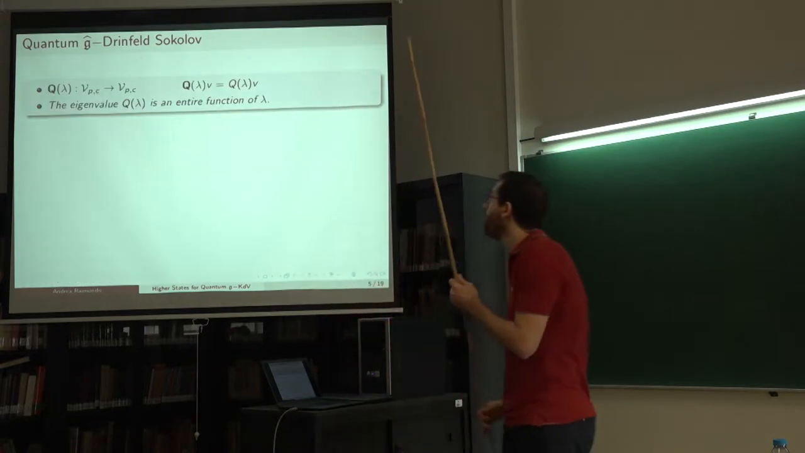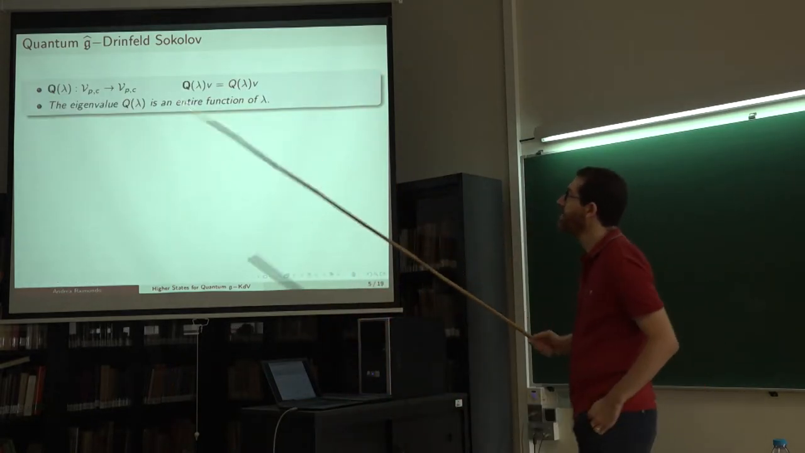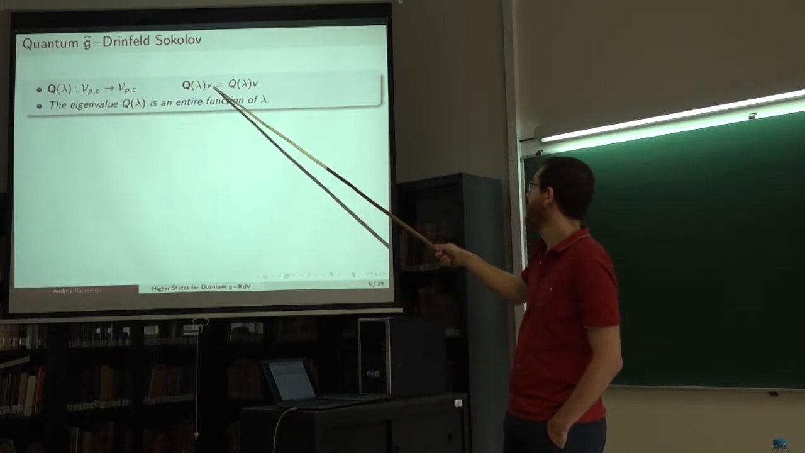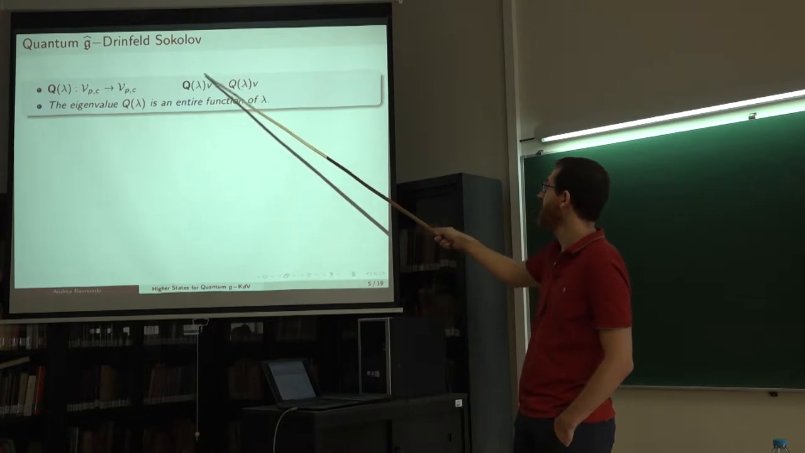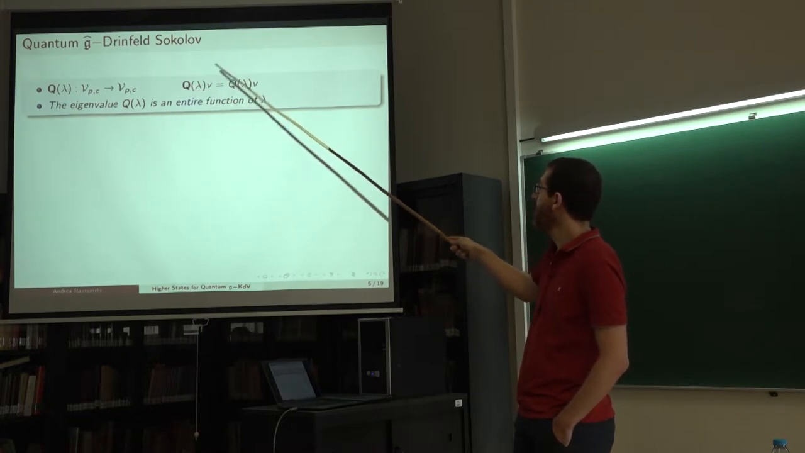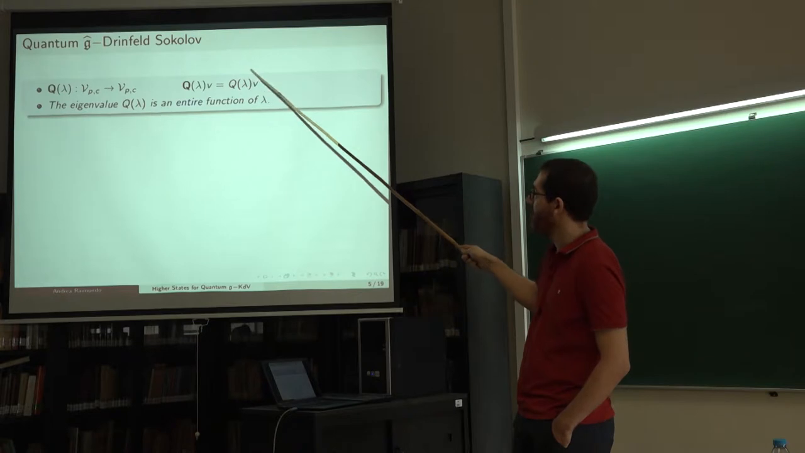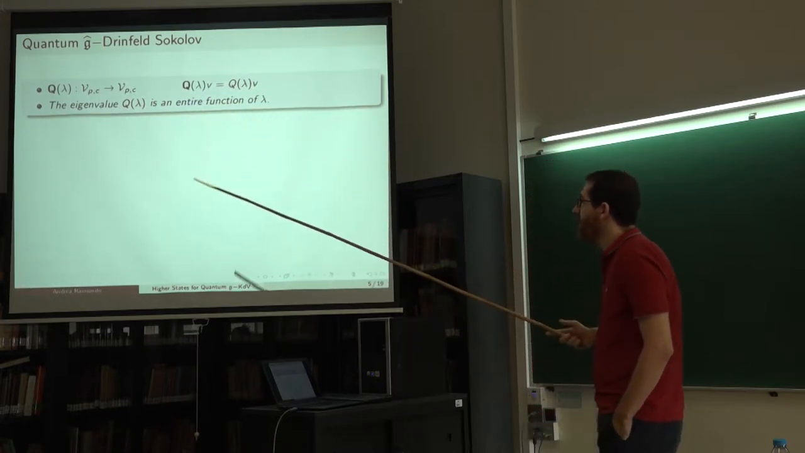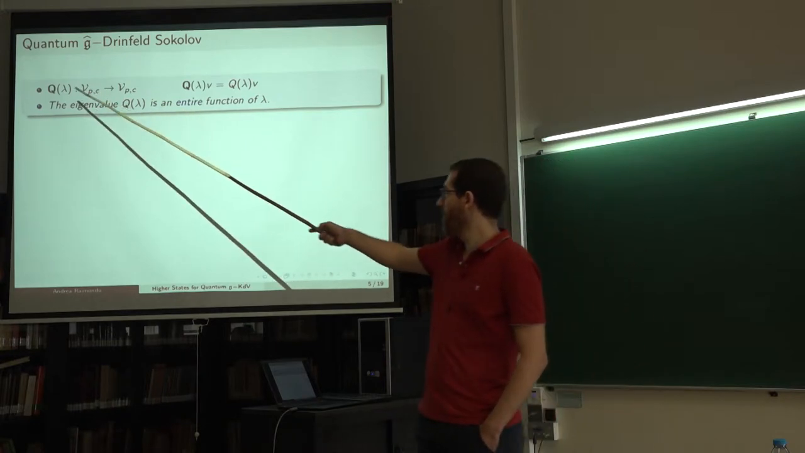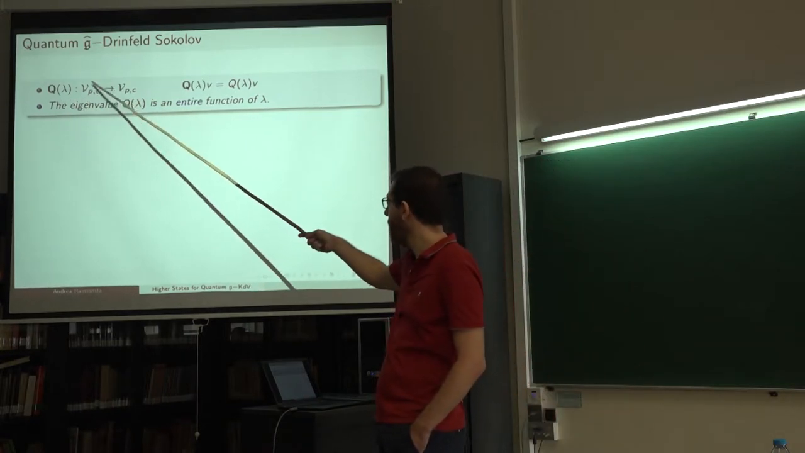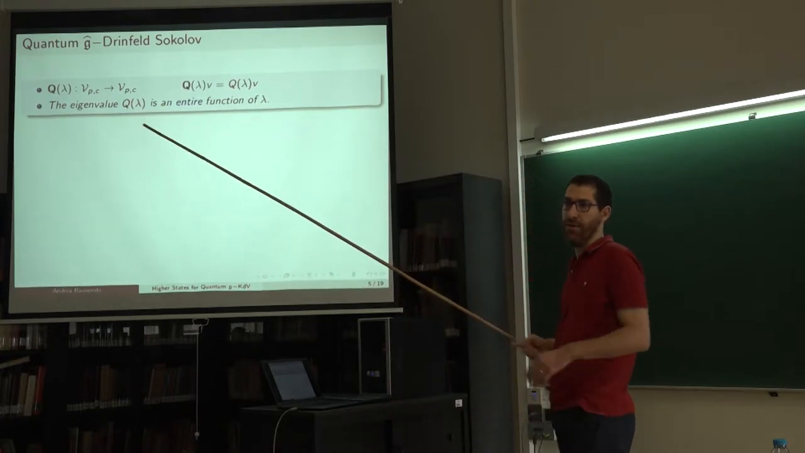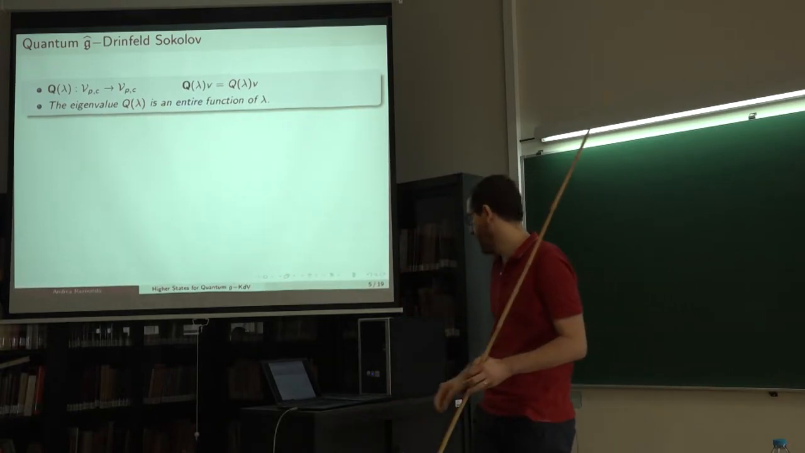Okay, so since the Q operators are operated by the functions, if you fix an eigenvector, I mean a state of the model, the corresponding eigenvalue will depend on lambda and of course on P and C. And since the operator Q is expected to be entire in lambda, the eigenvalue is also going to be an entire function of lambda. This is the idea.